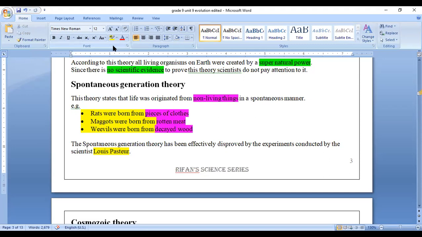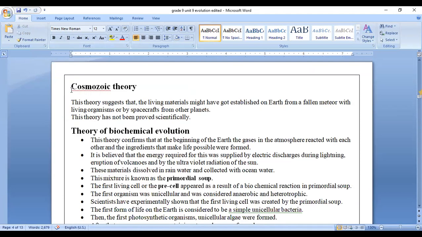Now that theory also became wrong. These people then came to the next theory. They were thinking life would have come from a meteor or a spacecraft from other planets, an alien spaceship that came to this earth. Through that, life came to this earth. That means bacteria. 3.5 billion years ago, what was there?